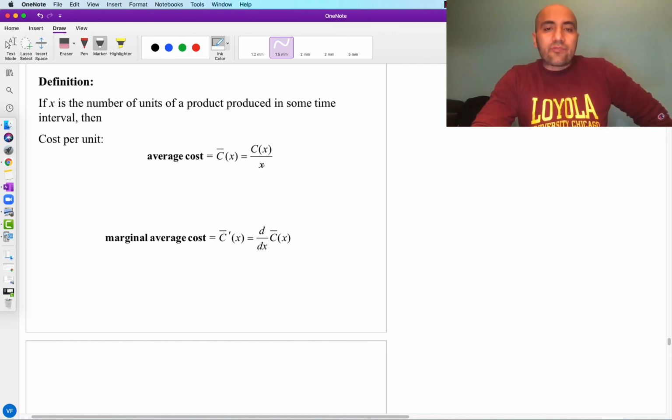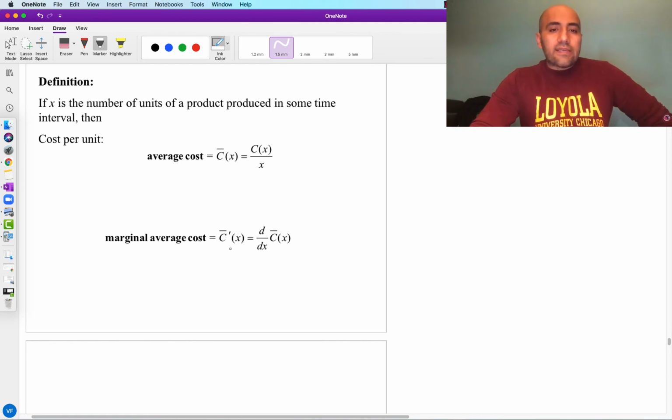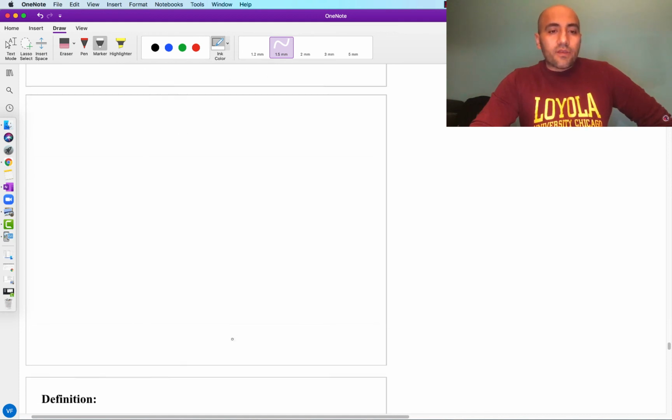That'll give us the average cost. And we identify it by putting this little bar over C of X to indicate that this is the average cost. On the other hand, the marginal average cost is given by the first derivative of the average cost. So first find the average cost function and then take the derivative of it. That'll be the marginal average cost.